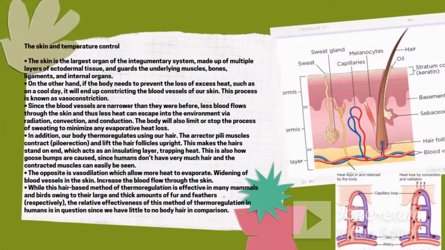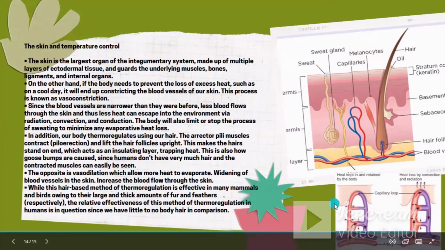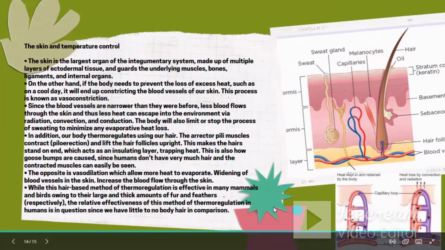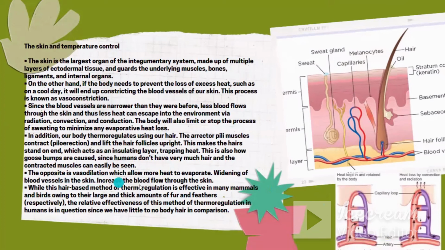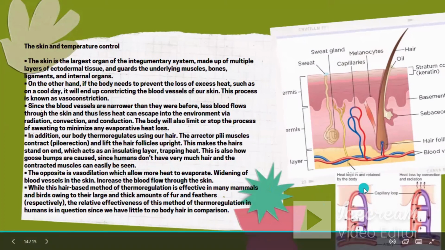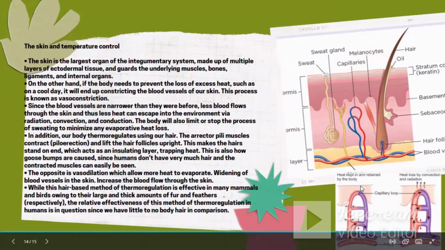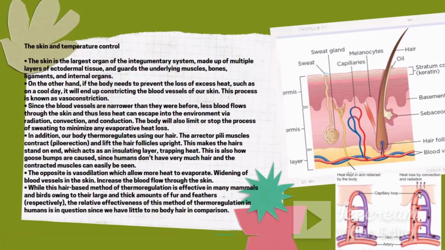If the body heat is very high, the body has to reduce the temperature. That process we call vasodilation. At that time the blood capillaries closer to the surface of the skin expand and give more blood supply. Then heat is transferred through sweat and also directly to the environment. That is called vasodilation.